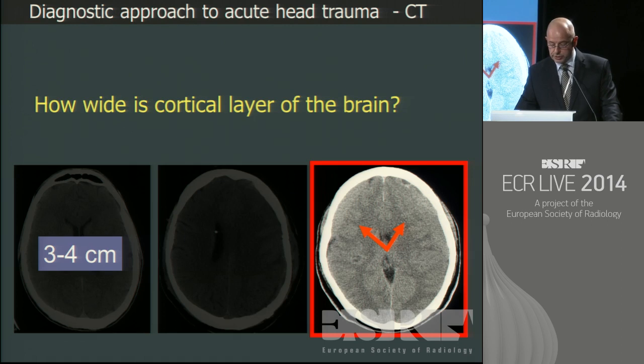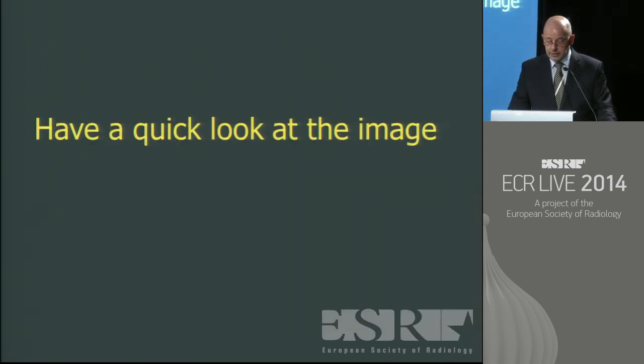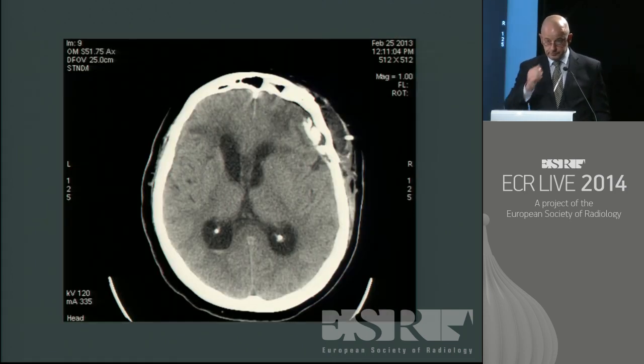So look at this picture. You see that this distance is definitely more than 4 centimeters. And the reason for this is that in both frontal areas, we have subdural hematomas. Sometimes to delineate the subdural hematomas, we have to administer contrast media to see the clear border between the surface of the brain and the hematoma. So, for the last one, have a quick look at the image. I give you 5 seconds. Oh, well, 10.